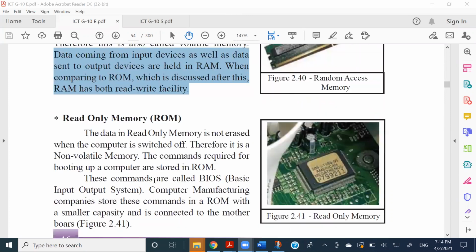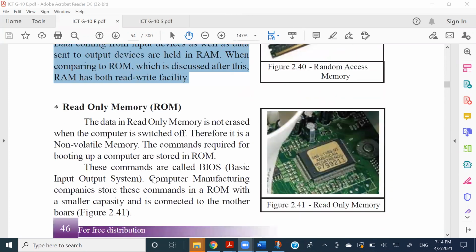So the next one is the ROM, read-only memory. So from the name you can understand read-only memory. So it can read. We can only read that. The computer can only read, not write. So like in the previous one, RAM, it can be written as well as it can be read, right?